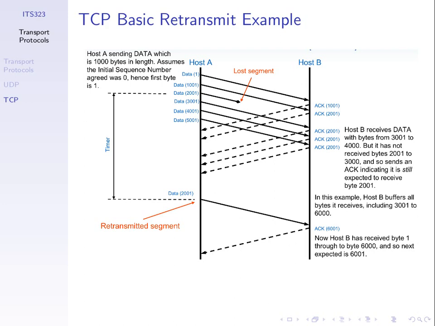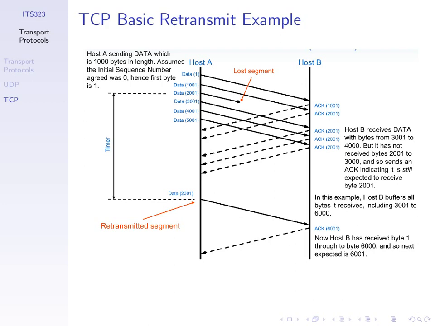The third segment is lost. Something goes wrong in the internet and it doesn't get to B. Of course, B doesn't know that. It's just waiting to receive segments. When B receives the fourth segment, it sends back an ACK, but note that the acknowledgement number is the same as the previous one.